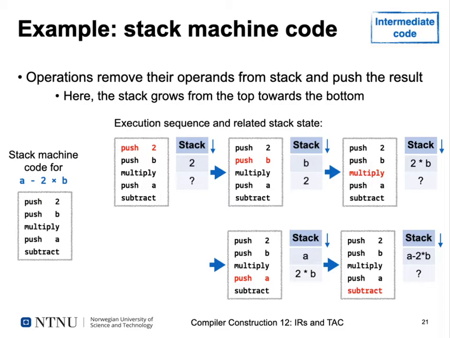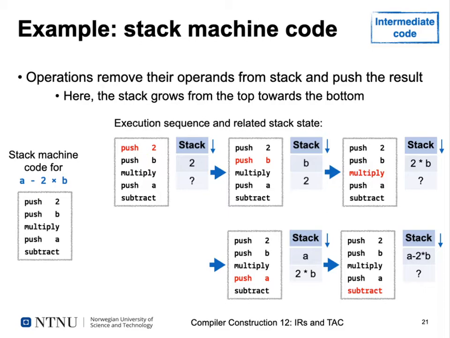So for a stack machine, this means you would need to push the two parameters you need on your stack. First you have a single address instruction, so a single operand instruction, which pushes an immediate value 2 on top of the stack. And you have another one which pushes your operand b on top of the stack. Then you execute a multiply. Then you also need to push the operand a on the stack and execute a subtraction instruction.